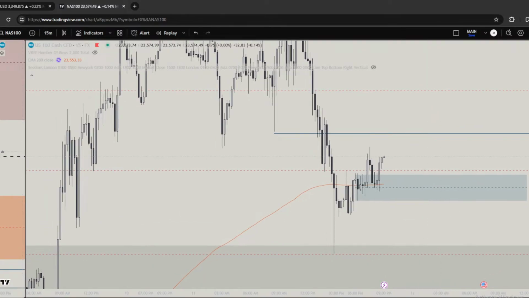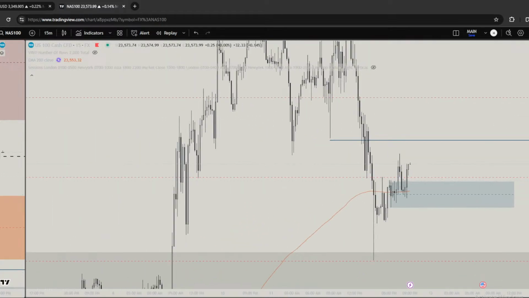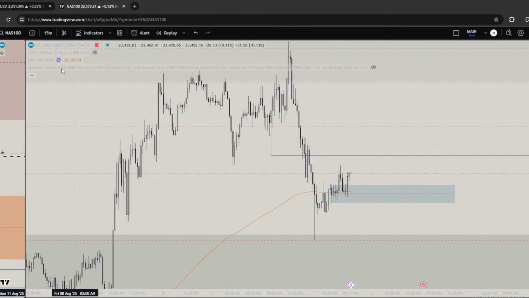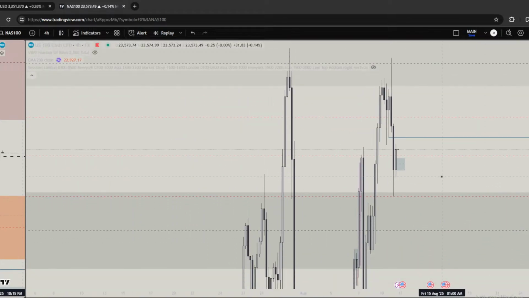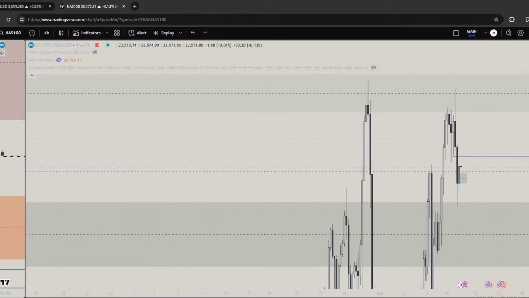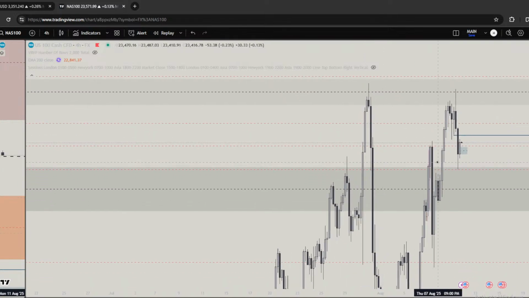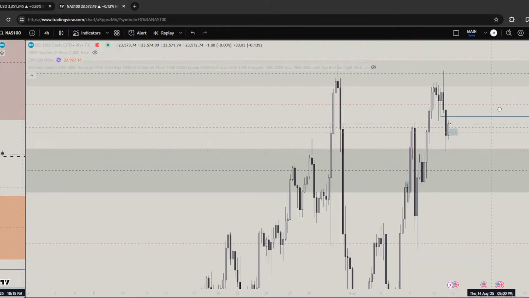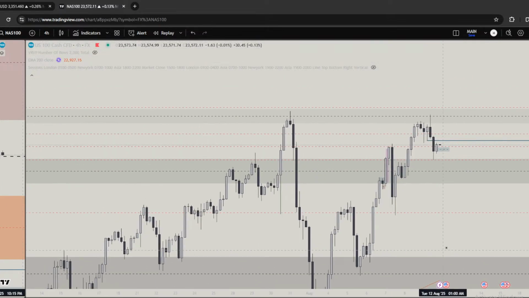Okay, close out above on that Nas. So I'm still looking for that Nas to expand higher. For another day, yeah, I'm looking forward to it expanding higher.